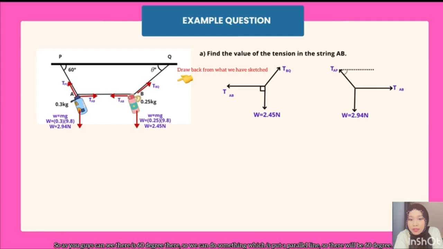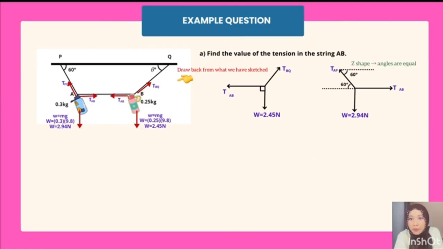As you can see, there is 60 degrees there, so we can do something and we can put a parallel line here, so there will also be 60 degrees there. And then from that, we already know there is 90 degrees between TAP and the weight, and also 90 degrees between TAP and the weight.